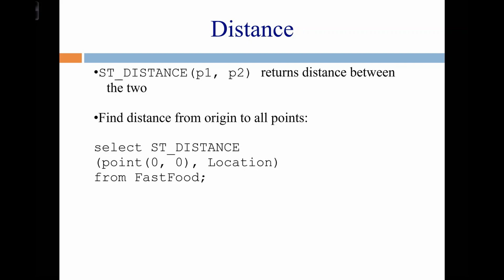Okay, and then finally, the kinds of operations we can do on this. We'll just look at one. ST_Distance returns the straight line distance between P1 and P2, like the square root of x squared plus y squared. So if I want to know the distance from the origin of downtown to any other fast food chain, I can make a new point at the origin with whatever the location is and select the whole thing out of that table.